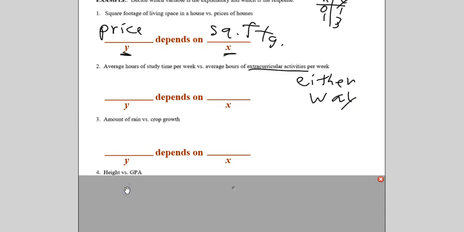Amount of rain versus crop growth. Does crop growth control how much rain comes from the sky? No. But crop growth depends on the rain. If you don't have enough rain, crops don't grow. If you have rain, crops grow. If you have too much rain, crops may die. Okay? That would actually be a negative parabola.